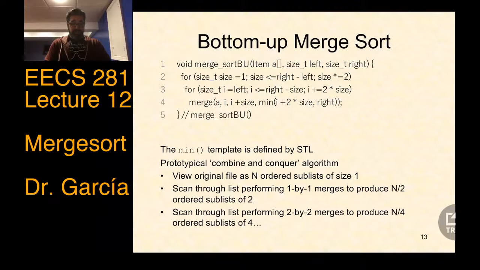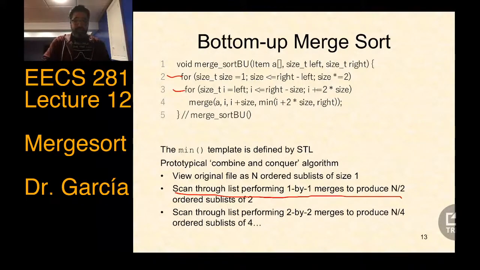You scan through the list, performing one by one merges to produce n over 2 ordered sublists. Then you do the same: you scan through the list, performing 2 by 2 merges to produce n over 4 ordered sublists. So conceptually, it's doing the exact same thing as the recursive merge sort that we saw, except that now we're using these two nested for loops right here to look at the proper chunks of the array that we're eventually going to merge together.